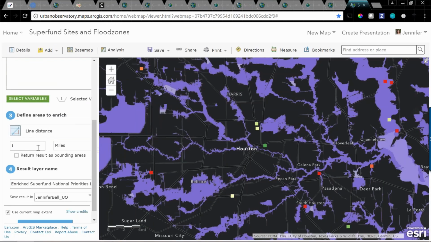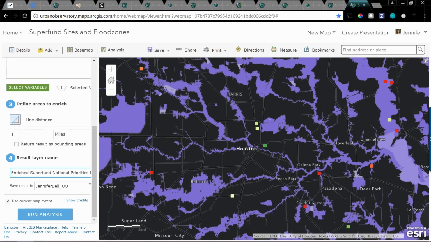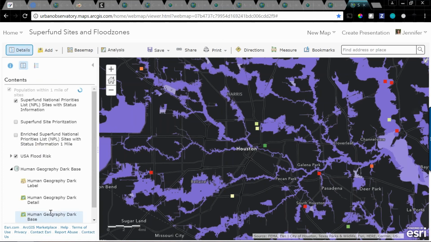But in this case, we'll just do one and apply it. And I like the default of a line buffer distance of 1 mile, but you can also choose walking time, driving distance, even trucking time. And I'll call this population within 1 mile of sites and run the analysis. So you're asking the Living Atlas, and ArcGIS Online, to go geo-enrich this set of Superfund sites and find out how many people live within a mile of each of those colored dots on the map.